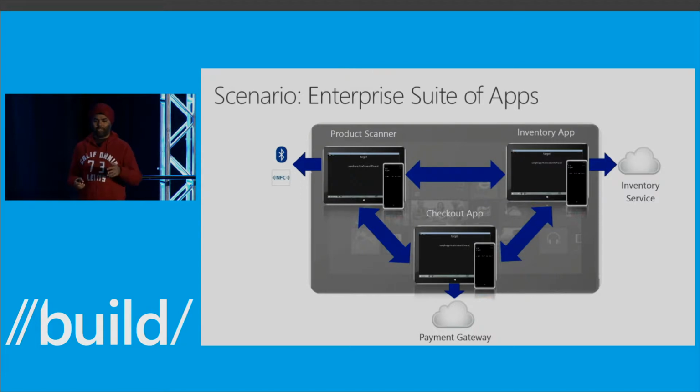So the scenario here is relatively straightforward, possibly a store where you've got a checkout app that knows how to talk to the payment gateway, an inventory app that now knows how to talk to an inventory service, a product scanning app that knows how to talk Bluetooth or NFC or RFID so it can scan products, and all of them can work together to do all sorts of scenarios that aren't possible with the way stuff is set up today.